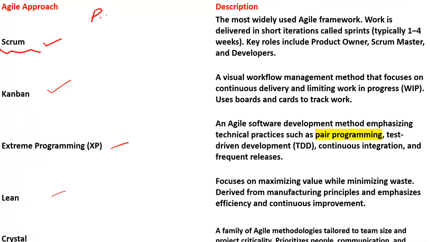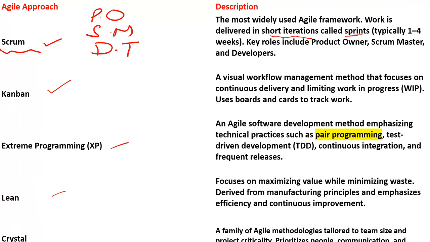If you see the keywords product owner, Scrum Master, or development team, it means they are talking about the Scrum agile approach. Scrum is the most widely used agile framework. Scrum is a lightweight framework, and work is delivered in short iterations called sprints.